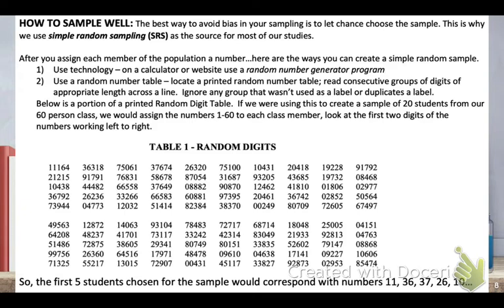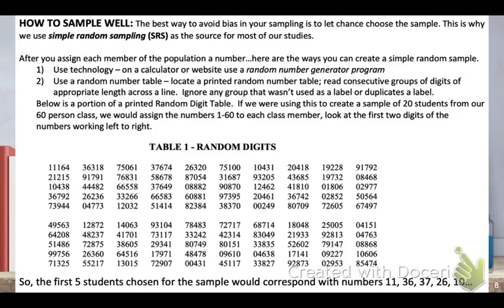Below is a portion of a printed random digit table. If we were using this to create a sample of 20 students from our 60-person class, we would assign numbers 1 through 60 to each class member. Look at the first two digits of the number, working left to right.